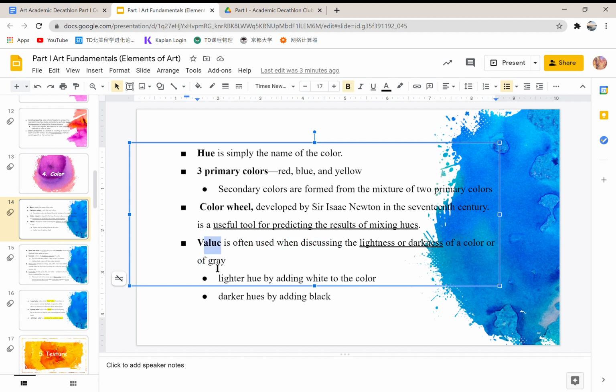Again, value is often used when discussing the lightness or darkness of a color or gray. So I assume value is a measure of lightness and darkness. If you want to create a lighter color, you can add more white to the color that you already mixed. If you want to create dark colors, you definitely add black to it.